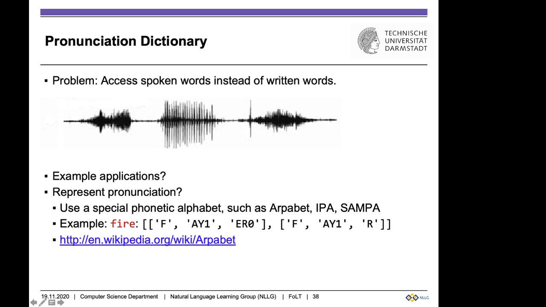Now let's see another use case for the dictionary data structure, where we want to create a table to store words and their pronunciations. For example, here we have the word fire, and in American English there are two choices of pronunciation written in a phonetic alphabet. As you can see here, we have one choice of pronunciation in a list and another pronunciation in the second list.